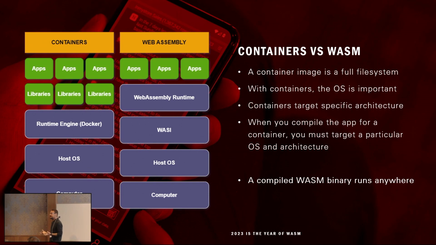With containers, the operating system is important. You have a Linux container or a Windows container. With WebAssembly, you compile it once, run it anywhere. Containers target specific architecture. You build your container to target x86 or ARM64 architecture, and you can only run it on that architecture. You can't take the same container and run it on any hosting service. So when you compile an app for a container, you target a specific operating system and a specific architecture. With WebAssembly, compile it once, run it anywhere.